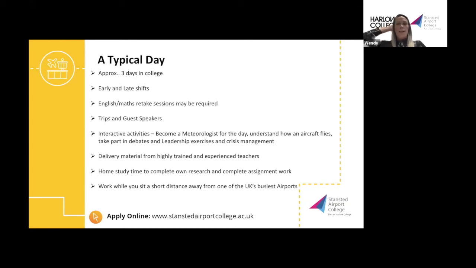We have a wealth of highly experienced staff that all come to us directly from industry. So they bring a wealth of experience and knowledge and can really relay that to learners, so they get a really good understanding of what it's like to work within the industry. There is an expectation that individuals will complete home study in addition to their 3 days at college to ensure that they complete all of their assignment work and achieve the very best possible grades that they can. Okay, next slide, please.